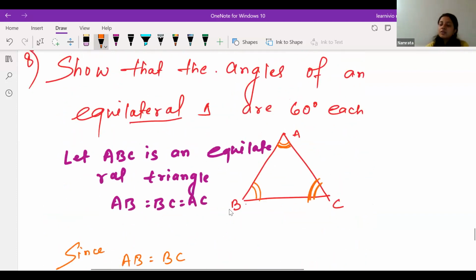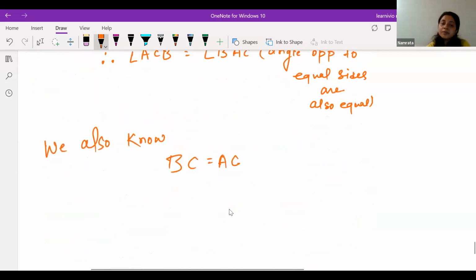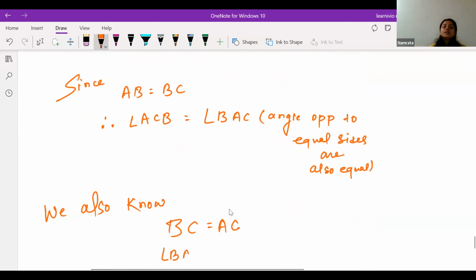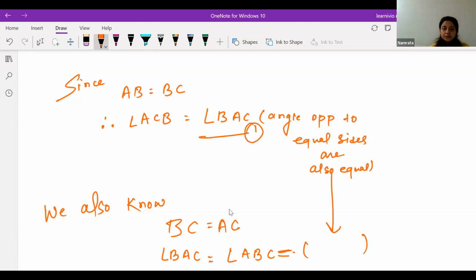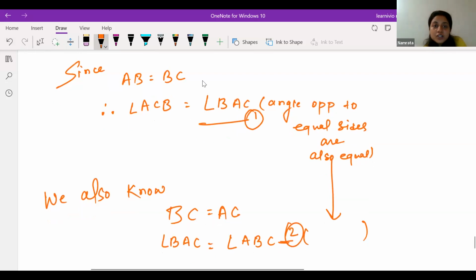Angle B. So I want to write angle A will be equal to angle B. So angle BAC will be equal to angle ABC. Again, the same explanation: angle opposite to equal side will be equal. From equation 1 and this, let's say, equation number 2, we are getting that all the three angles are equal with each other, right?